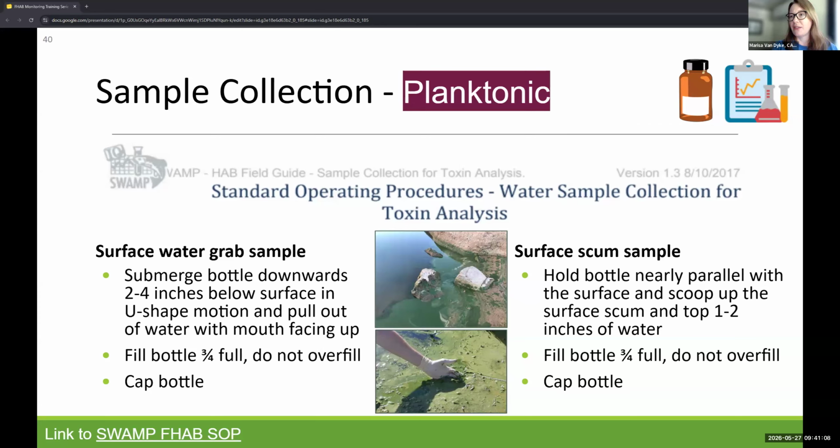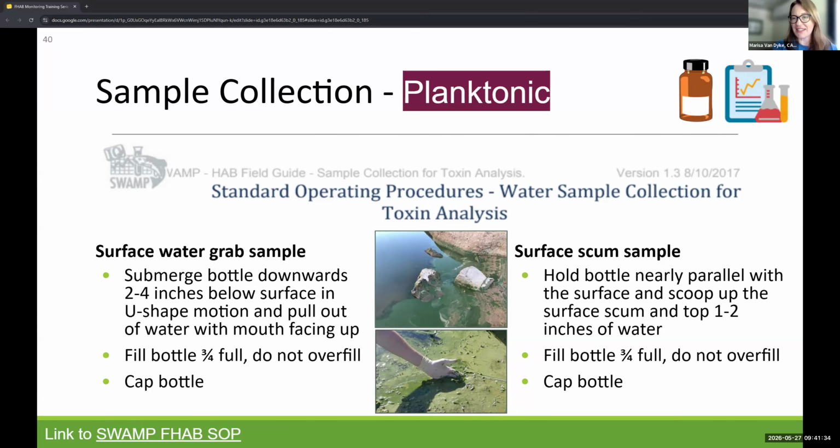This is where staff take an appropriate bottle, they submerge it downwards near the water surface, and in a U-shaped motion, you want to just pull it out of the water so that you can grab some of the underlying water and that discoloration and the other particles that you can see visually into that bottle. You don't want to fill it completely, just in case your really chilled cooler that you're going to place it into accidentally freezes the sample.